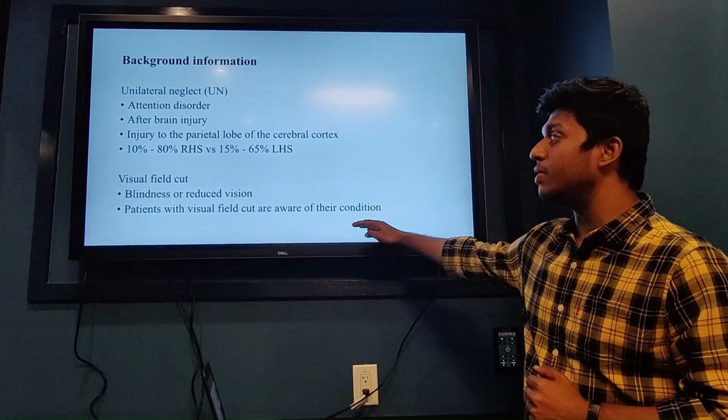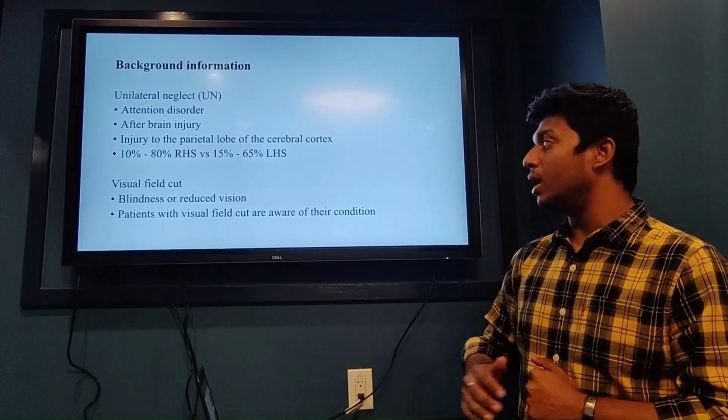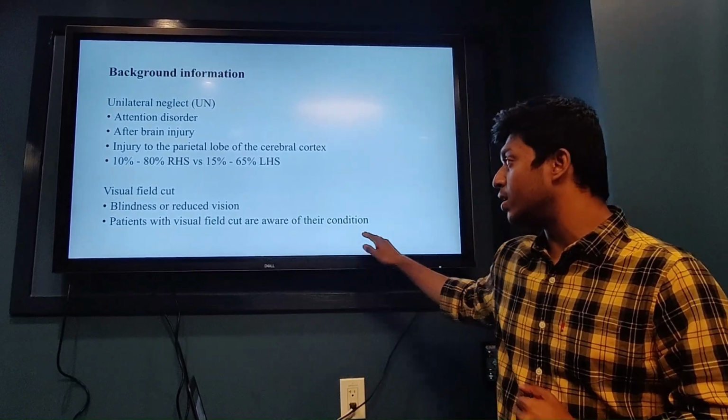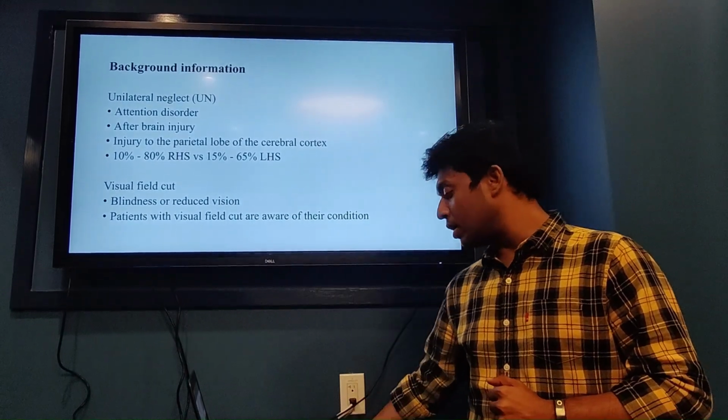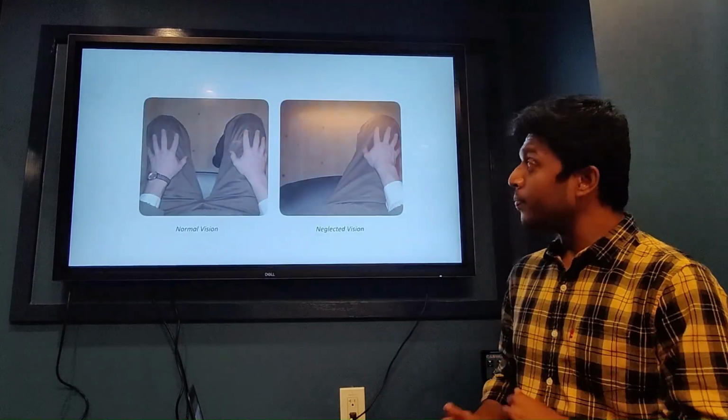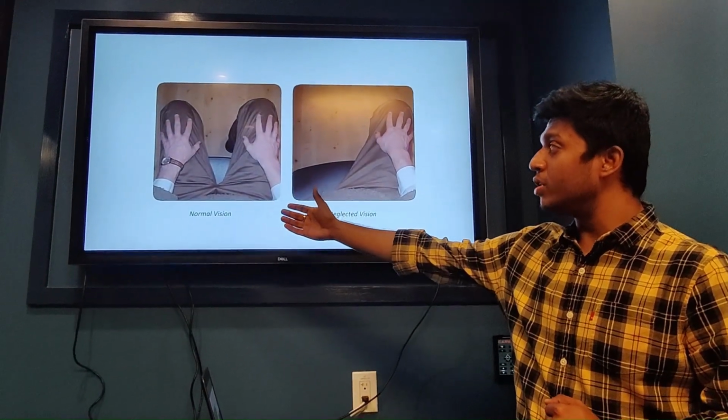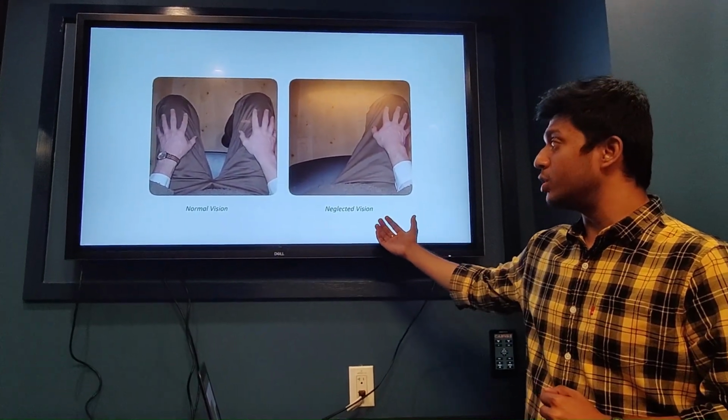One of the main differences between visual field cut and unilateral neglect is that patients with visual field cut are aware of their condition, whereas someone with unilateral neglect may find it harder to be aware of their own condition. As you can see, this is the normal vision of a person versus a neglected vision.